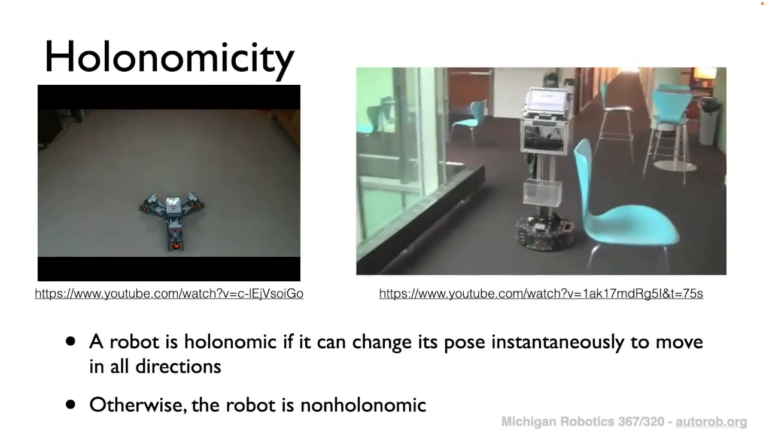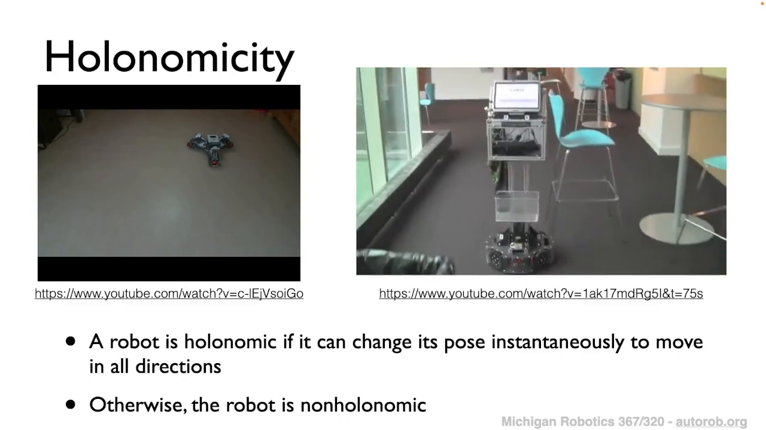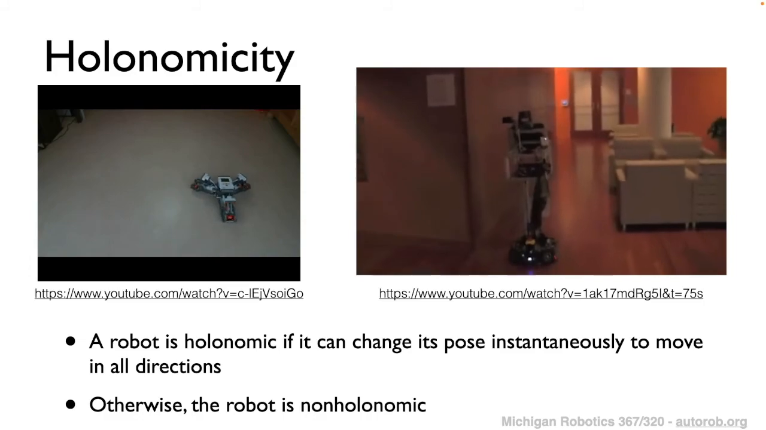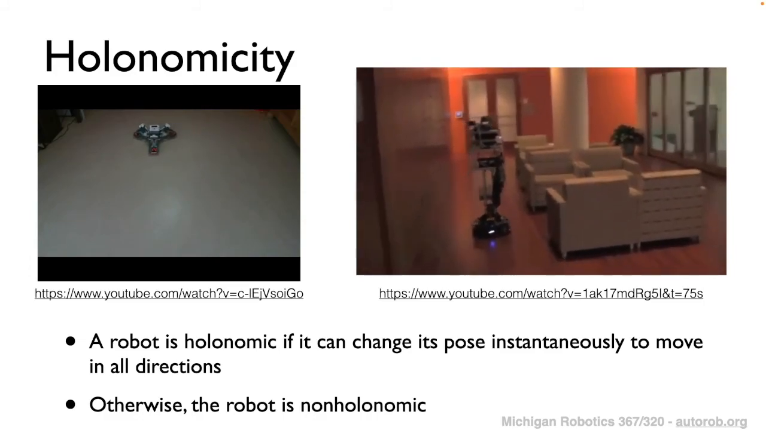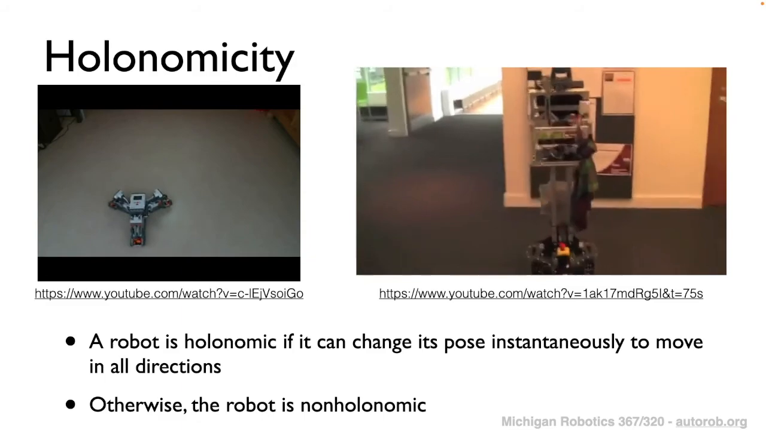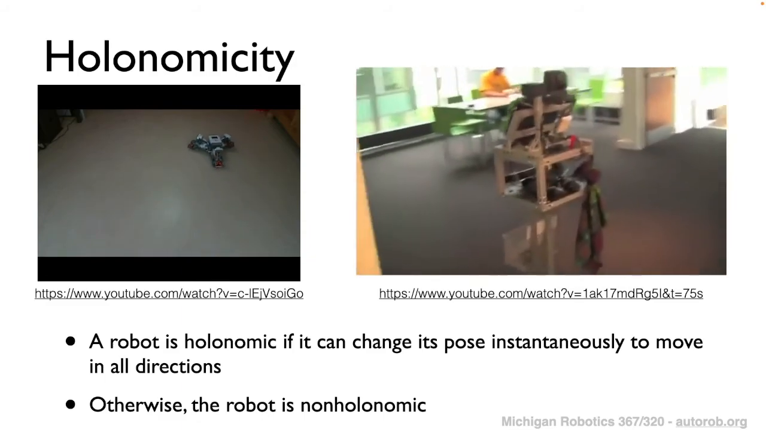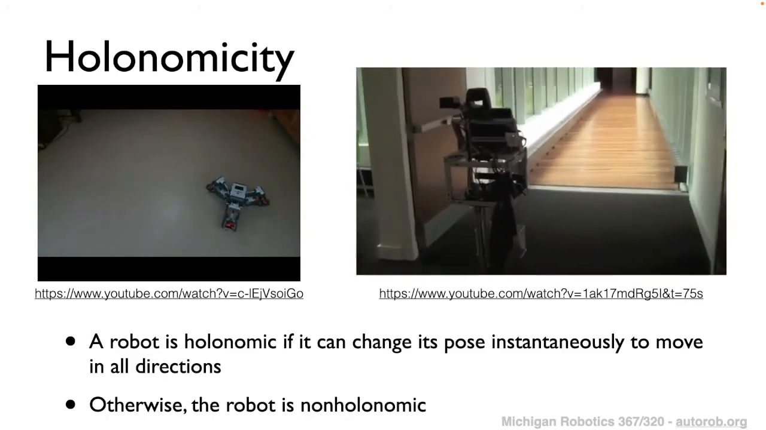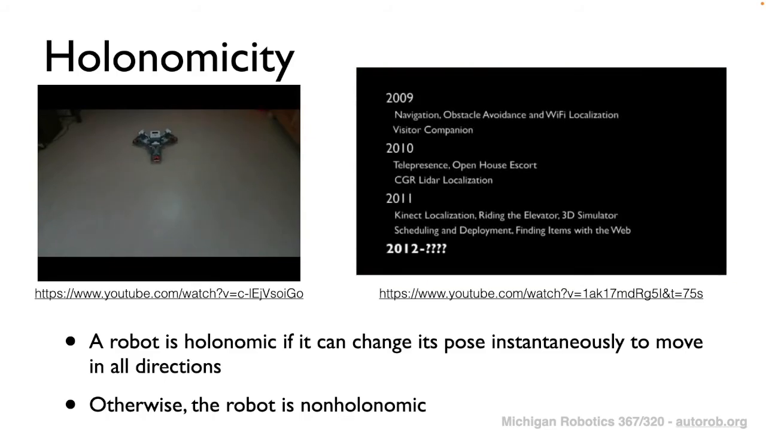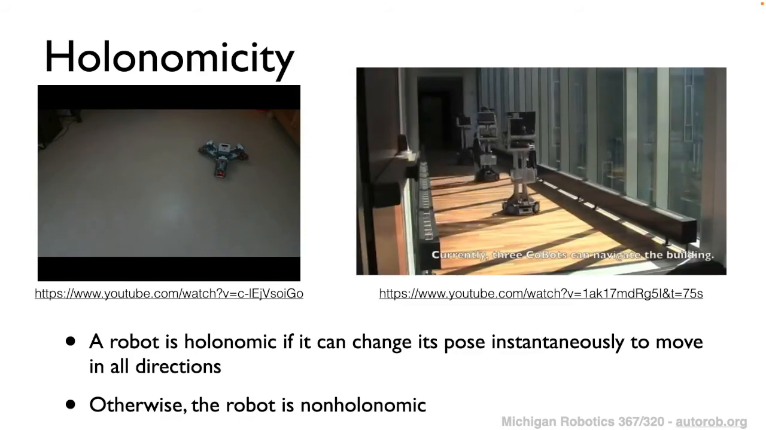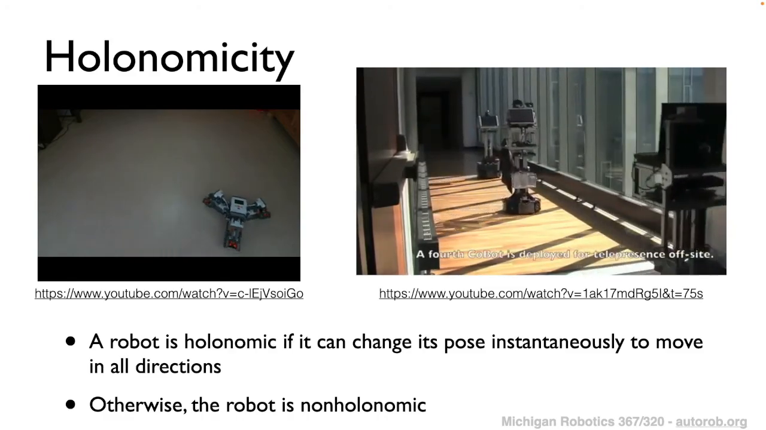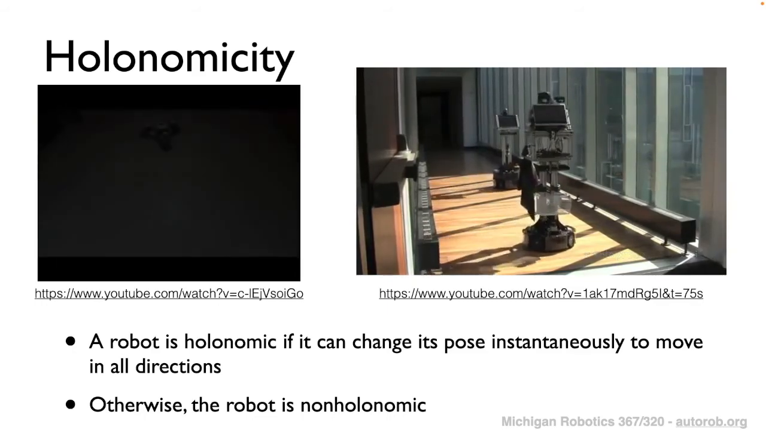So to summarize that point, we have this slide. So both of the robots shown on this slide would be considered holonomic. That is, they can change their pose instantaneously in all the directions of their configuration, right? And so you can see, for example, in the robot on the left, how it's able to move at any given instant. It's moving along the X and the Y axis at the same time. Otherwise, if the robot can't do that, we refer to it as being a non-holonomic robot.